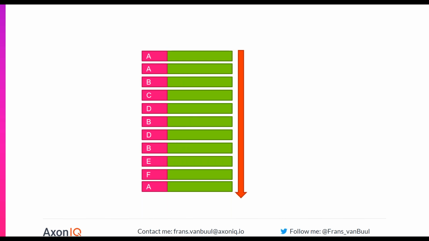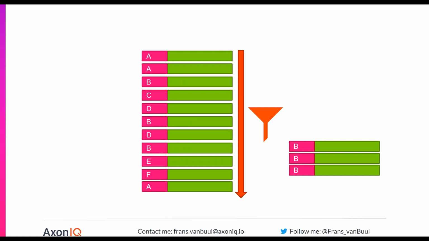Well, the most naive way of doing that would be to read all events and then filter them, and then you get the events for aggregate B. But obviously this doesn't scale. This is in performance linear in the number of events that you have already stored. So that's not going to work as your event store grows.